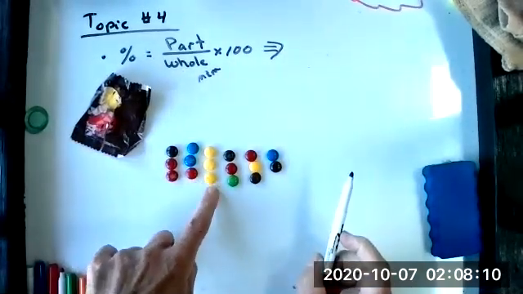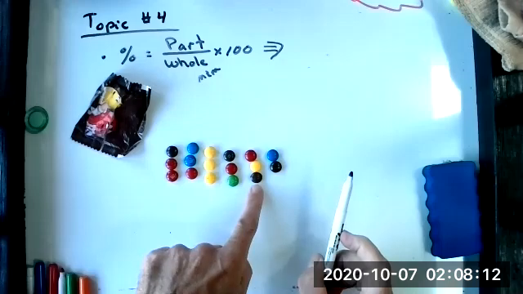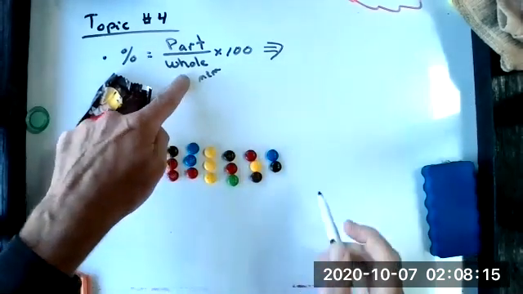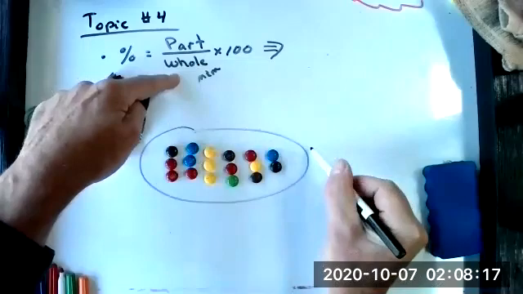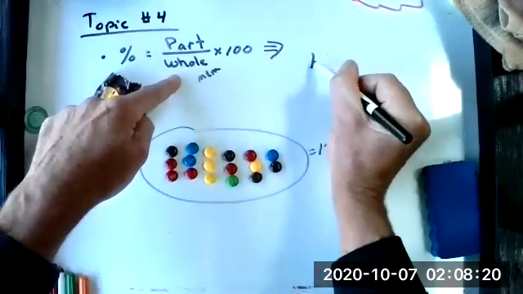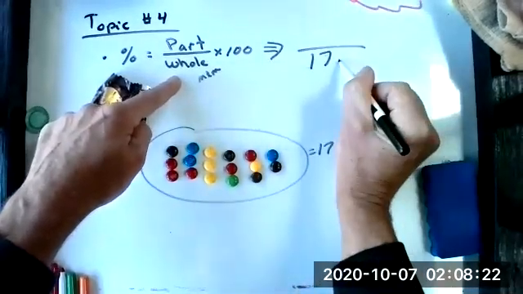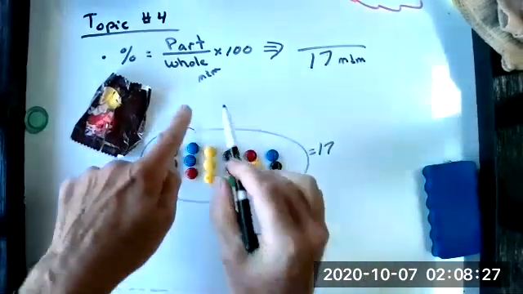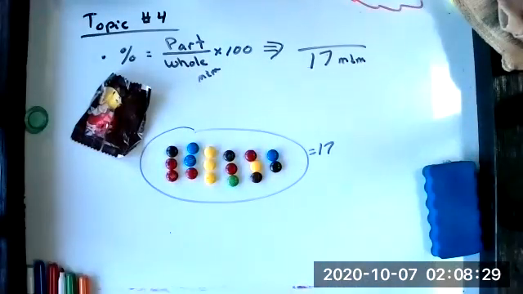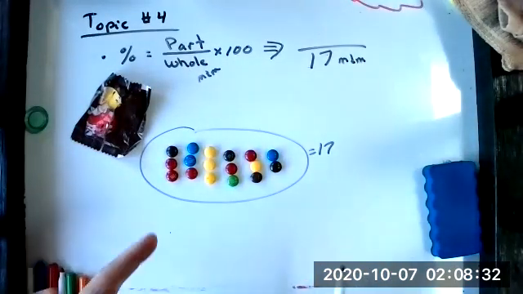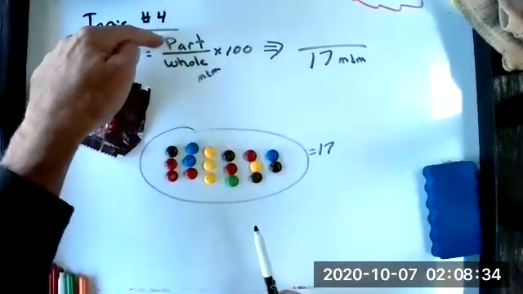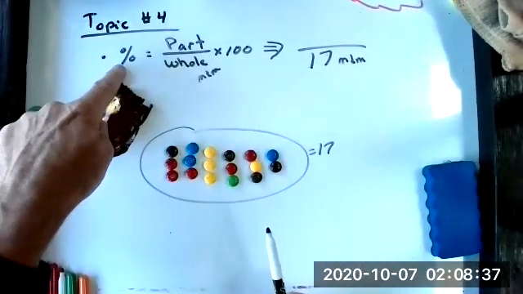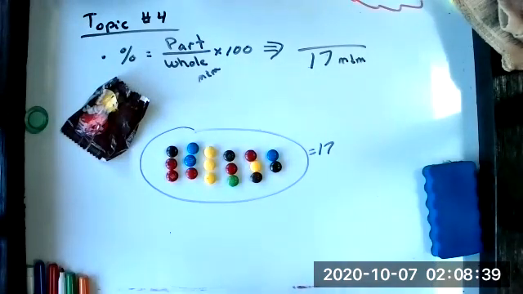1, 2, 3, 4, 5 times 3 is 15. Dude, I've got 17 total M&Ms. There's 17 M&Ms in a whole bag. Simple, right? Okay, well now I'm going to pick one of these colors as the part that's in the whole bag and get the percent. Let's pick a color. Let's pick red.